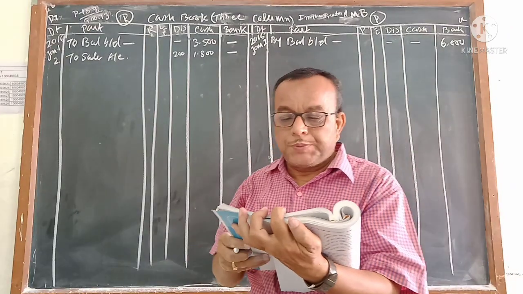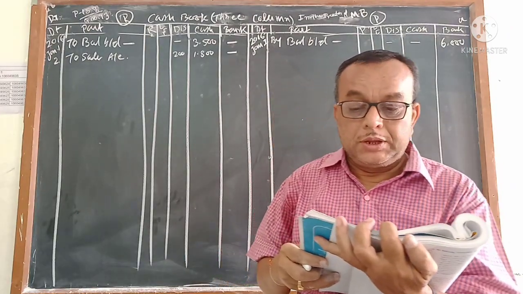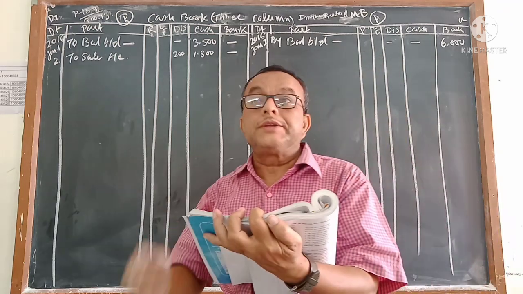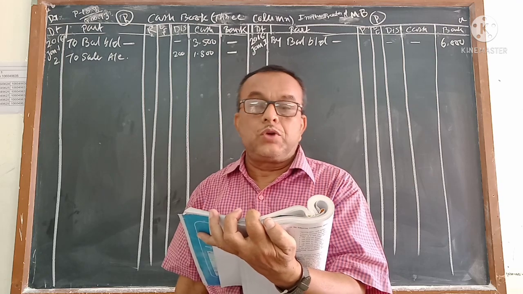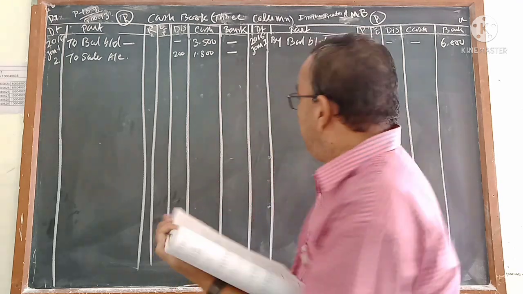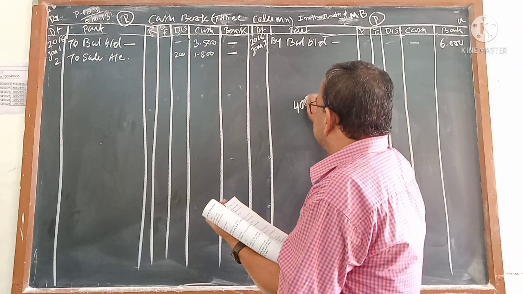Goods of rupees 4000 purchased from Deepak at 10% TD and 5% CD. Here it is given 10% TD and 5% CD, and the amount is paid by check. Full amount is paid by check. How will you calculate? Total amount is 4000.